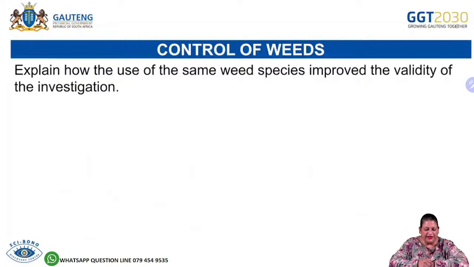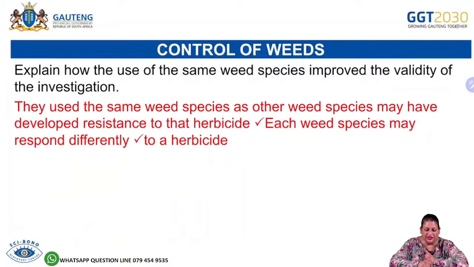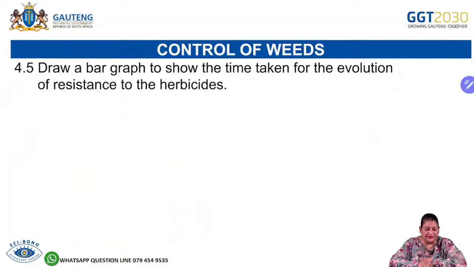Okay, explain how the same weed species improve the validity. We cannot change the plant samples all the time, and therefore we have to keep it the same for validity. See, they use the same weed species, as if you're breeding other weed species, they may have already developed some resistance. Now, learners, the last part is very important, and that is to apply your investigation to a graph.